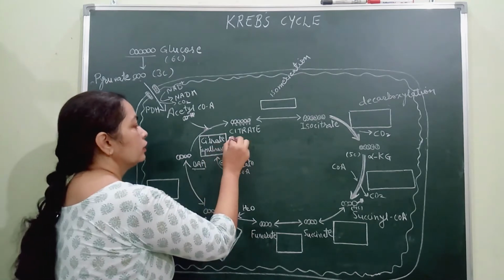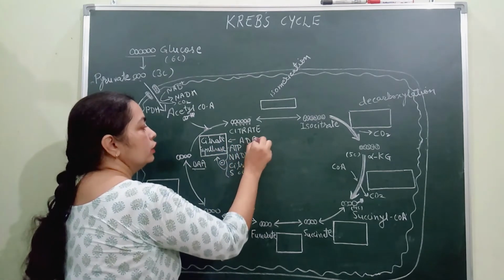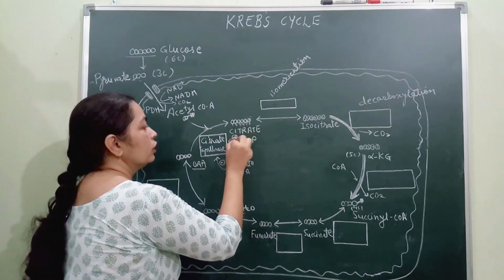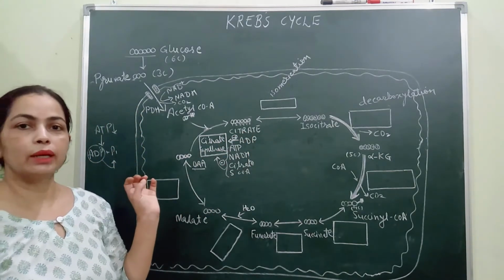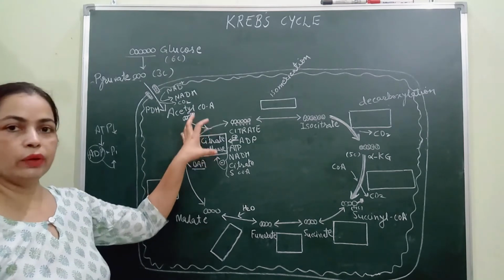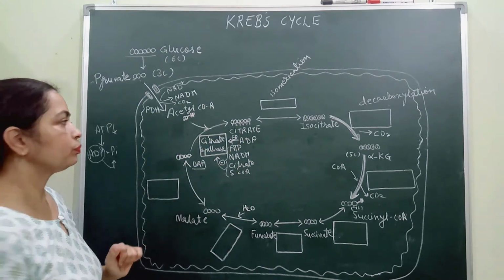So this ADP is going to act as a stimulator for this enzyme citrate synthase. This is how this enzyme is regulated, which is the first enzyme for this Krebs cycle pathway.